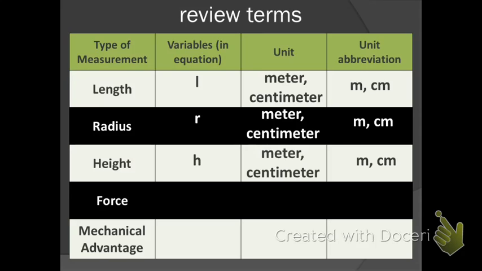Okay, now we finally get something different. Force. Good? What units do you use when you measure force? Newtons, and those are abbreviated? Good.